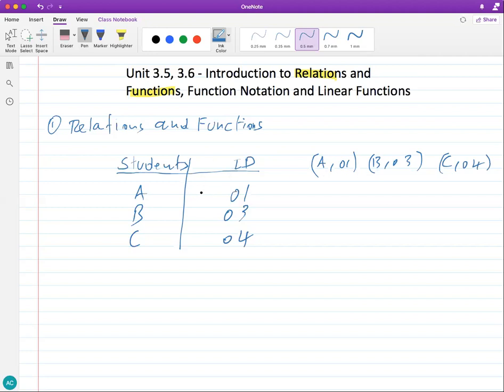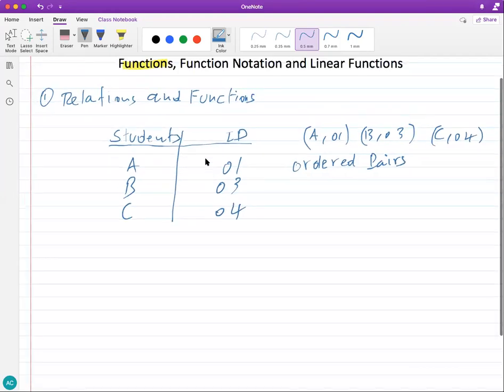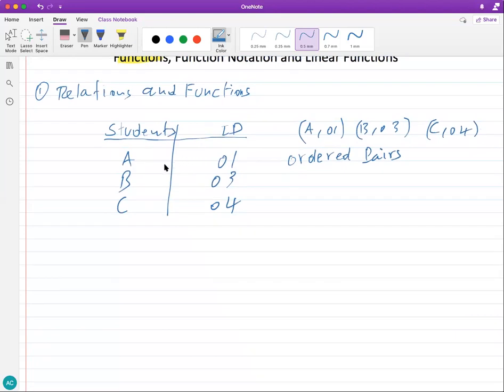It's information that's related. And when we write it in this way, we call this a pair. So a pair of values, this one and this, and so on. We call them ordered pairs because they're not random, they're related, and they're based on some information. So we call this ordered pairs. And basically any table is a relation, but some of the relations are strict and some of them are not.